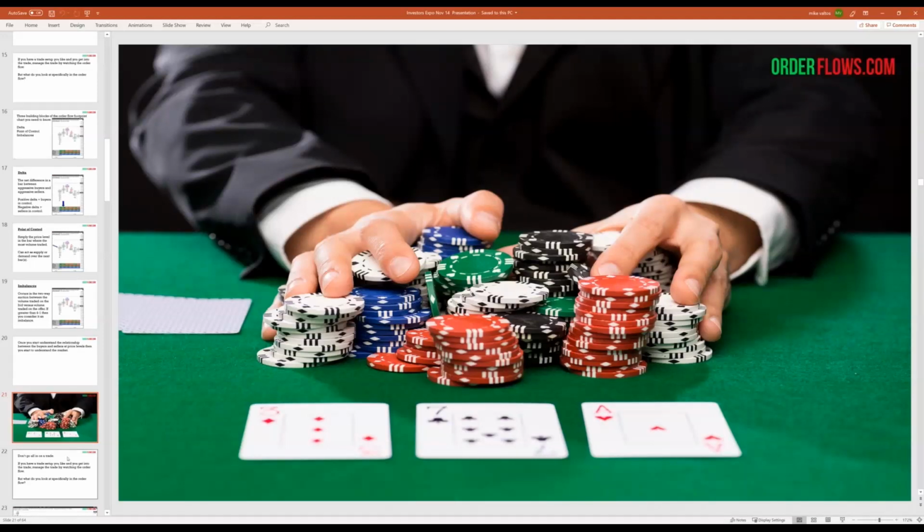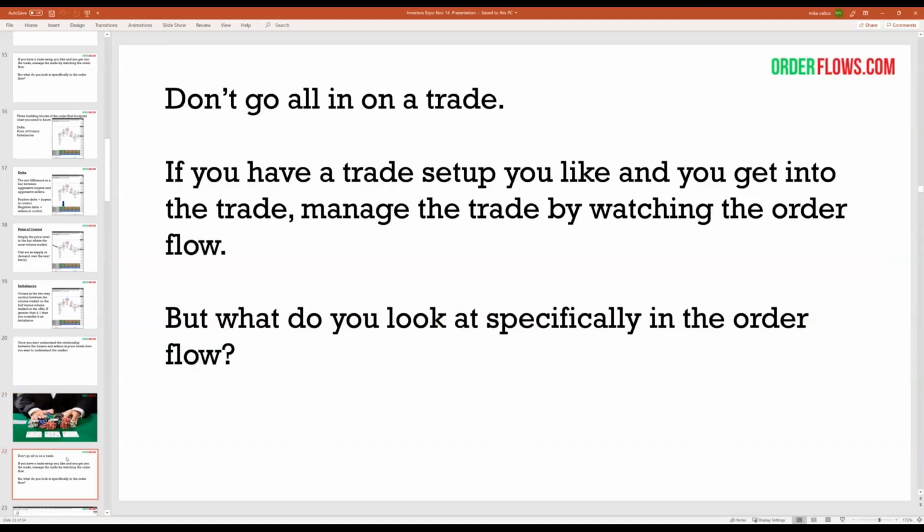You can just feel the water, get into the trade. Is the market doing what you expect it to do? Watch the order flow. You have to manage the trade.